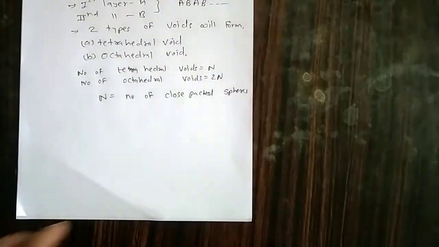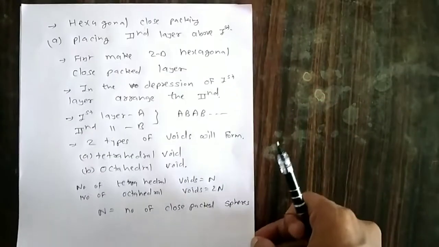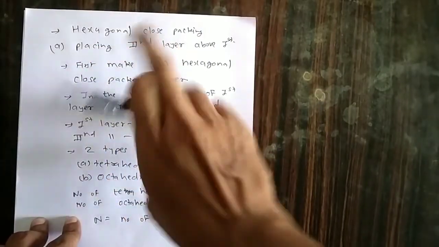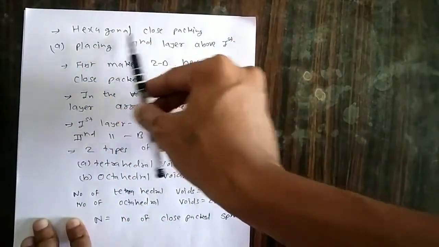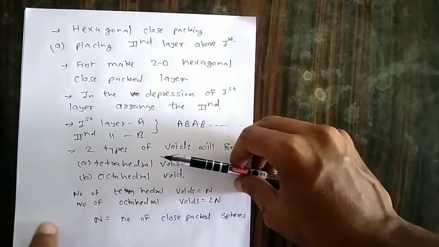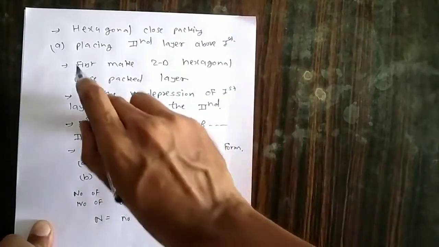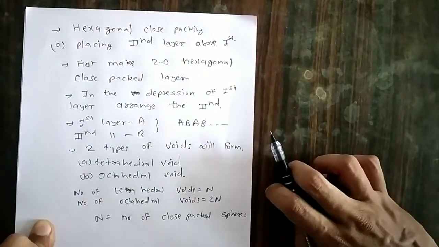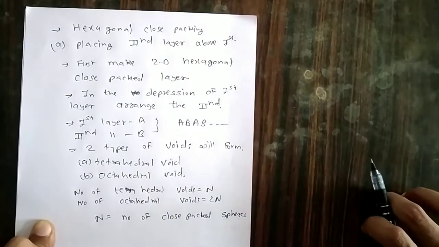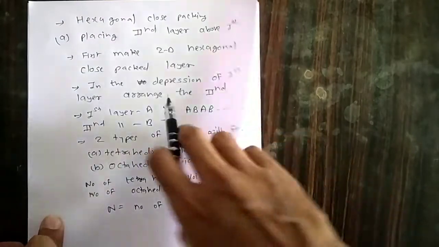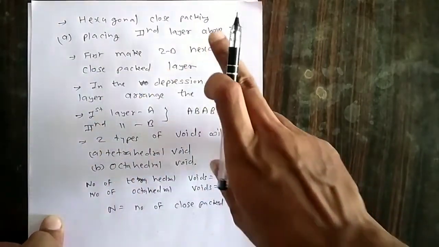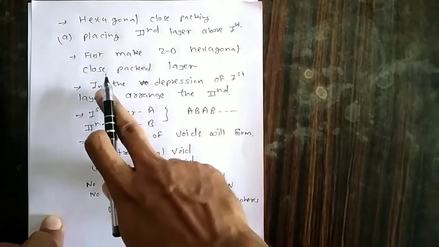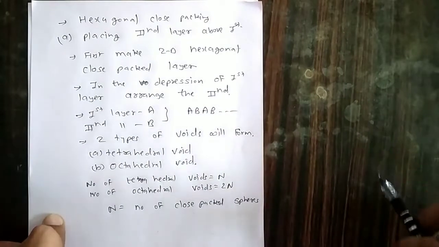First, look here, close packing in hexagonal close packing system. Now here the first type is placing the second layer over the first one. Now here you can see how you make this type of packing. So first make a two-dimensional hexagonal close packed layer.